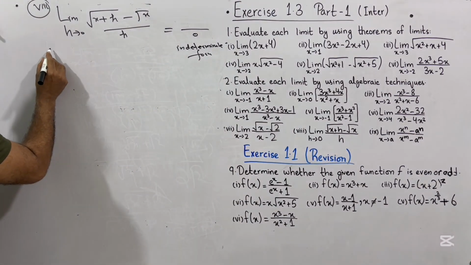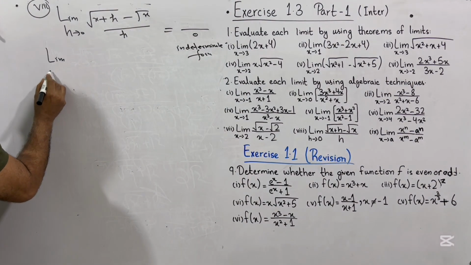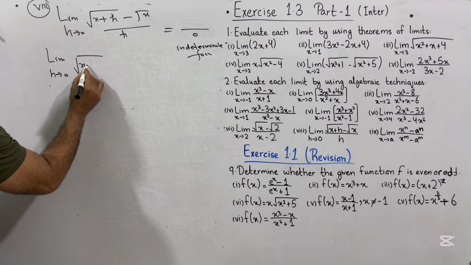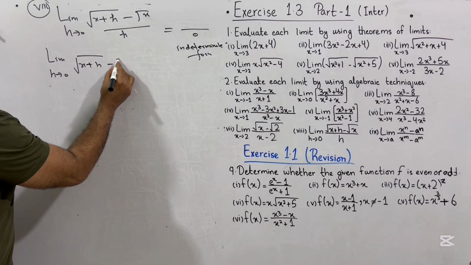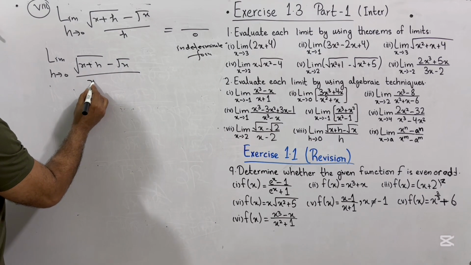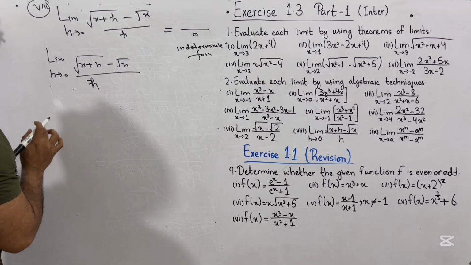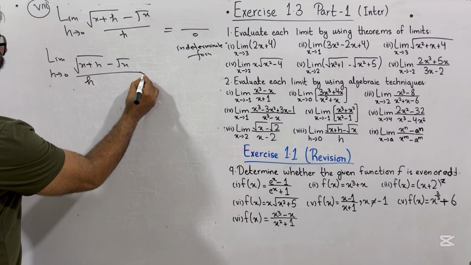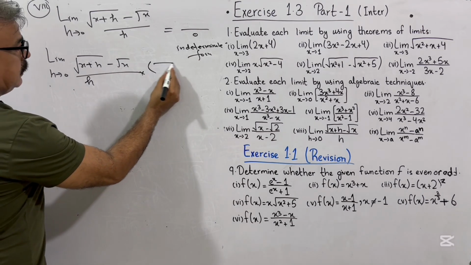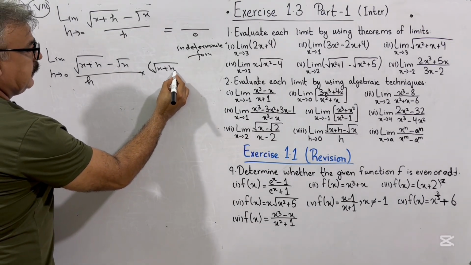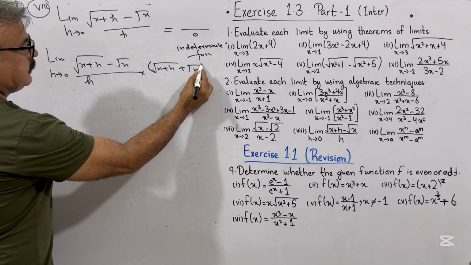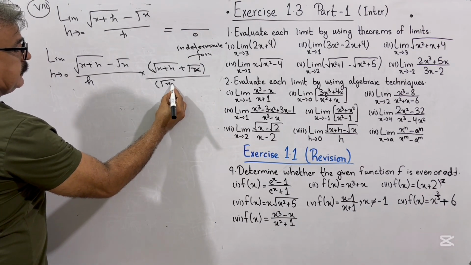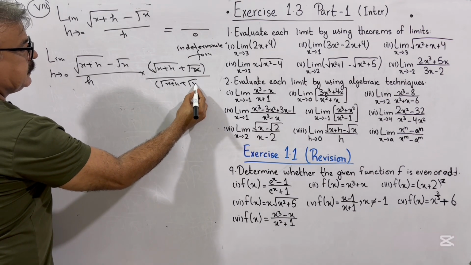By rationalization, limit h tends to 0, root x plus h minus root x overall h. Divide and multiply by changing the symbol: root x plus h plus root x divided by root x plus h plus root x.